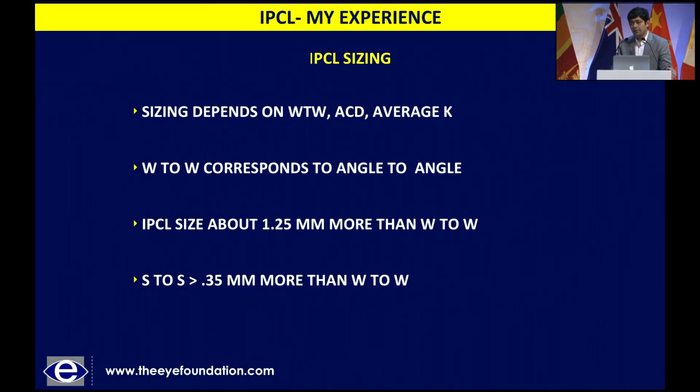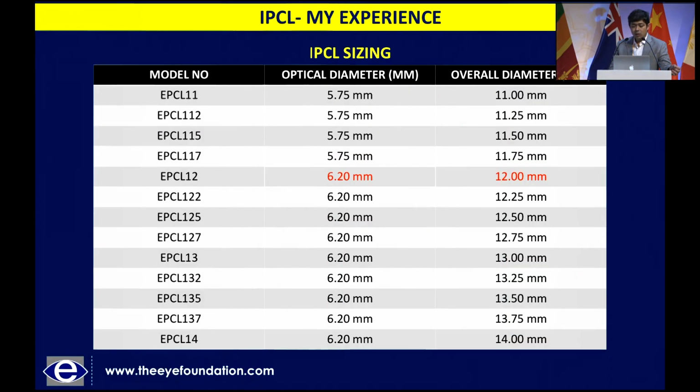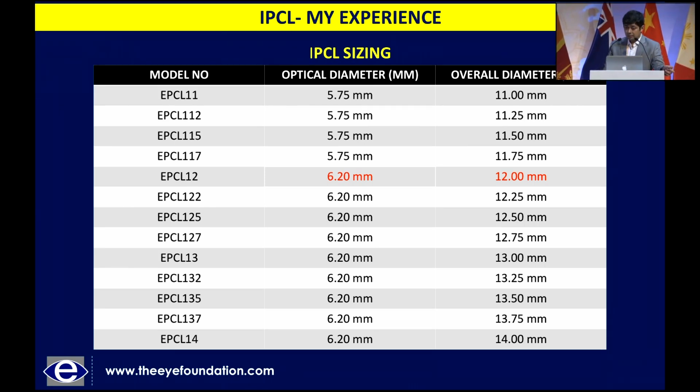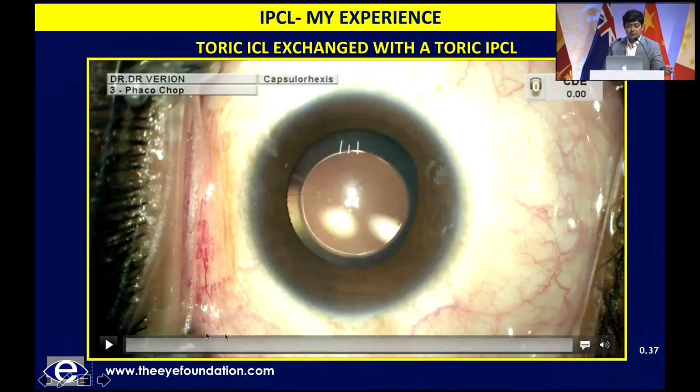So sizing is really the critical factor, and looking at the white-to-white and ACD is very, very important. One additional advantage with the IPCL is that it is available in 0.25 millimeter sizing differences, and while 11 to 14 is available as a standard, you can even go for customized lenses which are larger than that. Seldom, very rarely, would you require something lower than 11, because having a white-to-white less than 10 millimeters in a myope is less likely. But because it's available in 0.25 millimeter sizing, you really have very good options in terms of the sizing.